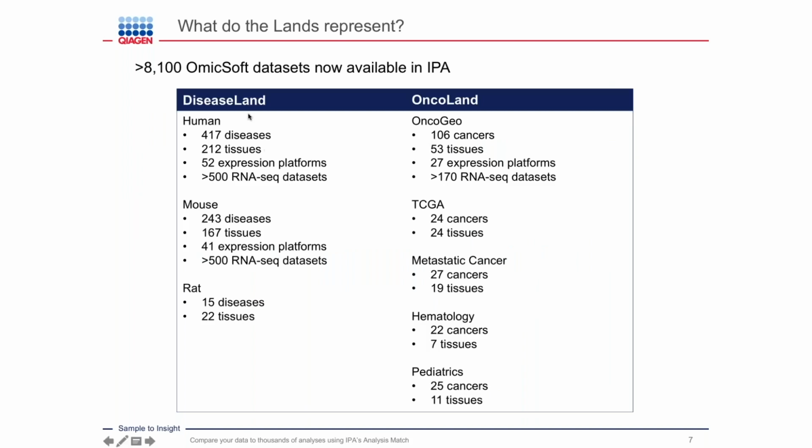So they are Disease Land, which contains information from human, mouse, and rat, and OncoLand, which is a land that focuses only on cancers. So this land has information from OncoGEO, TCGA, and also 3 other categories for information from metastatic and hematological and pediatric cancers. Now, for both lands, we have a number of different tissues and diseases and microRNA and RNA-seq data sets available, and this number grows with every quarterly release.